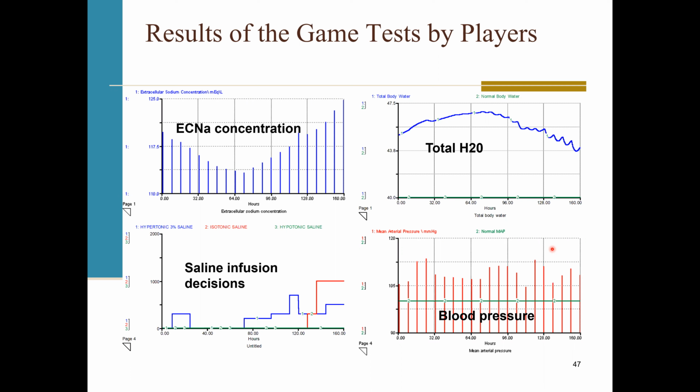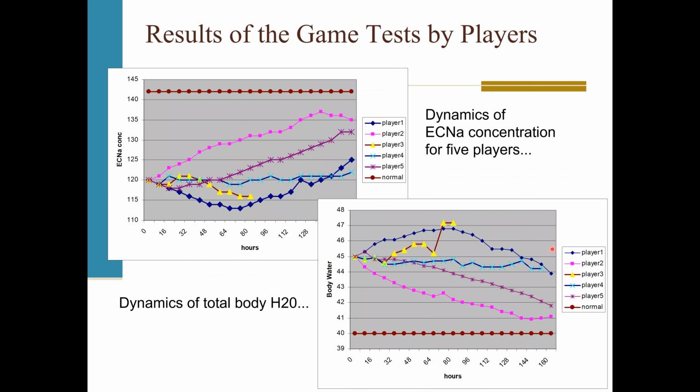So I think that is important, and I have some questions for you when I come to that point. So let's focus on a comparative evaluation of some key performance measures. Here I have 5 players. This one shows our key variable, blood sodium concentration, and the second one is total body water.